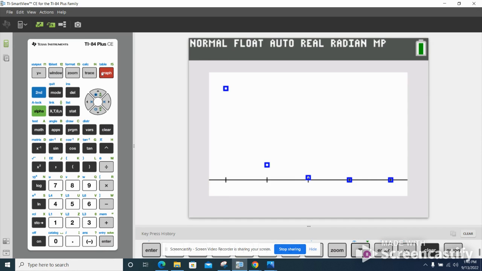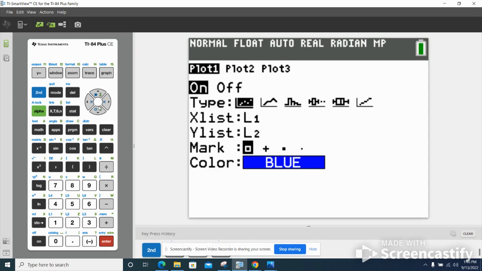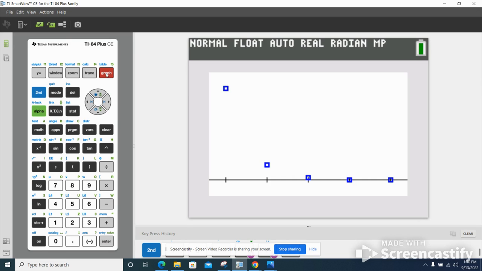Yes? Change them to what? Oh, okay. So the question the student said was, how do I change the marker? So go to second, y equals, that takes you to the stat plot menu. Then hit enter, and then you can change that. So it sounds like a student in my previous class changed it to something else. Anyways, that's how you change it back.